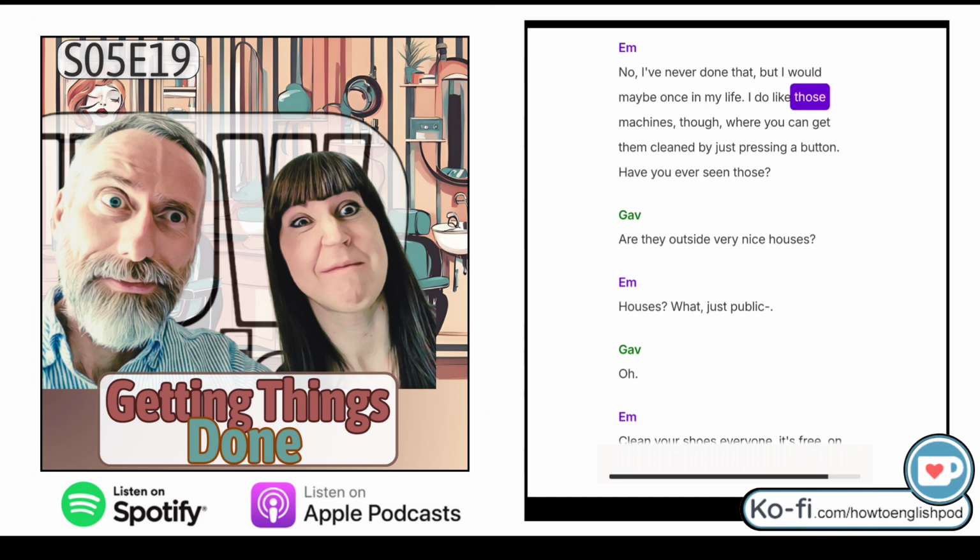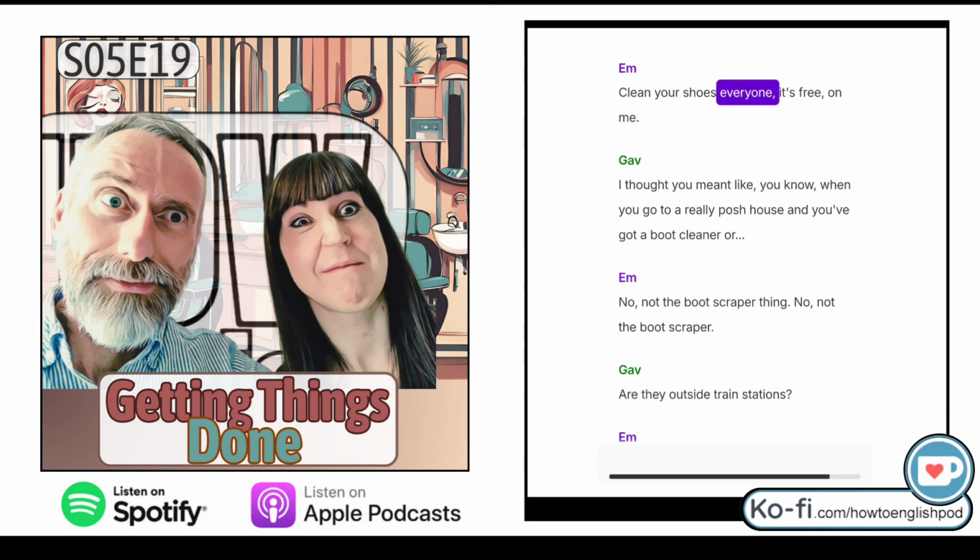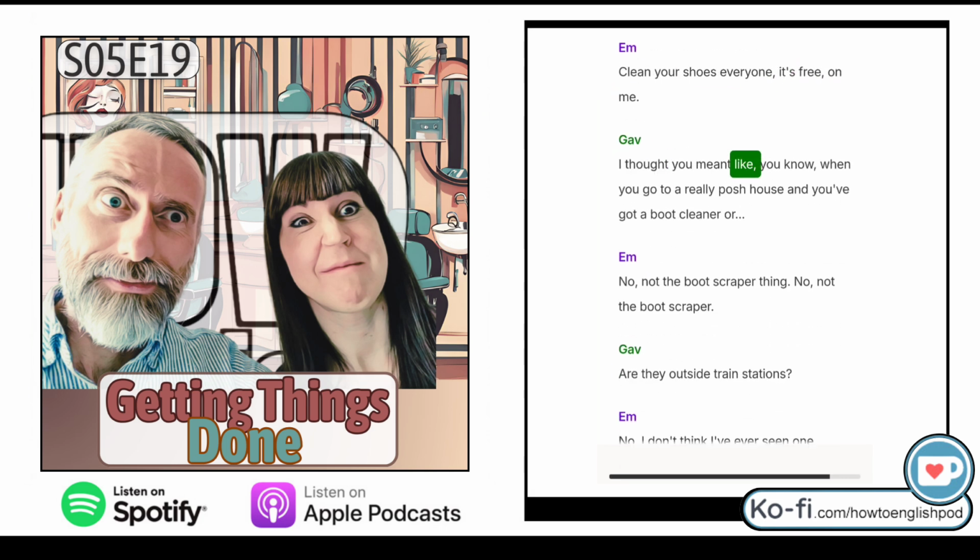I do like those machines, though, where you can get them cleaned by just pressing a button. Have you ever seen those? Are they outside very nice houses? Houses, or just public? Clean your shoes, everyone. It's free, on me. I thought you meant, like, when you go to a really posh house and they've got the boot cleaner scraper thing. No, not the boot scraper.